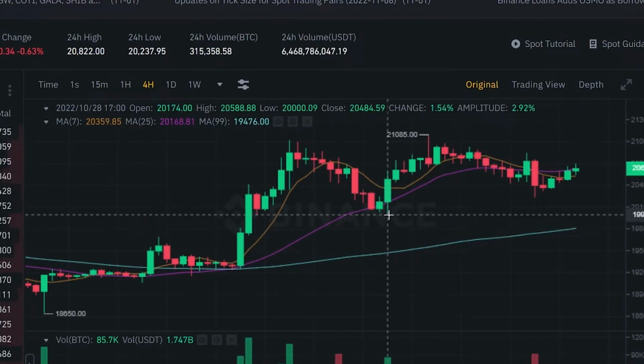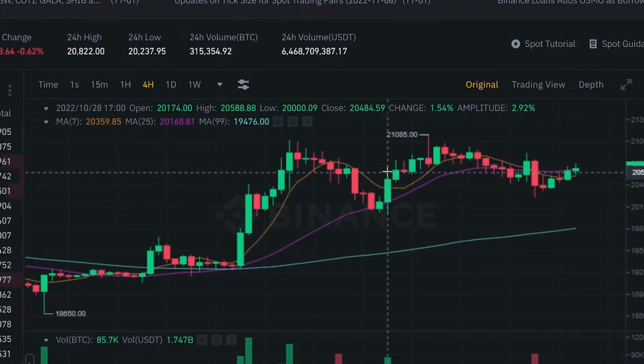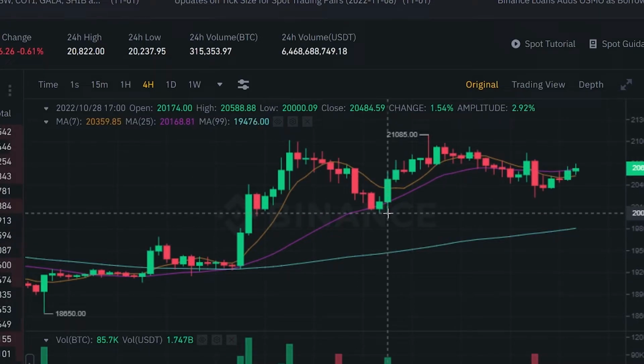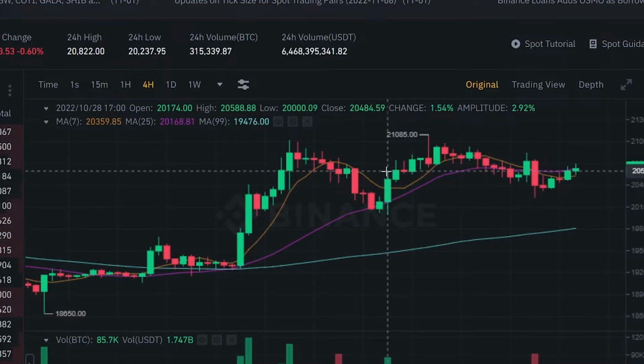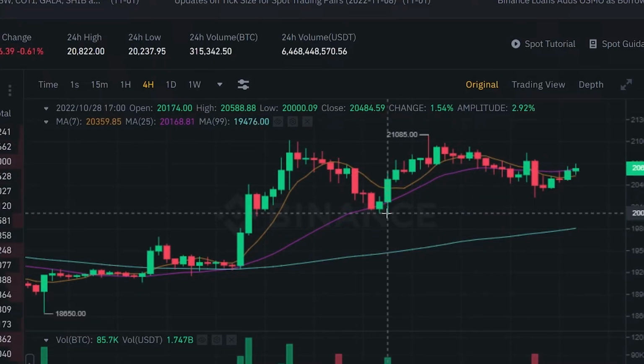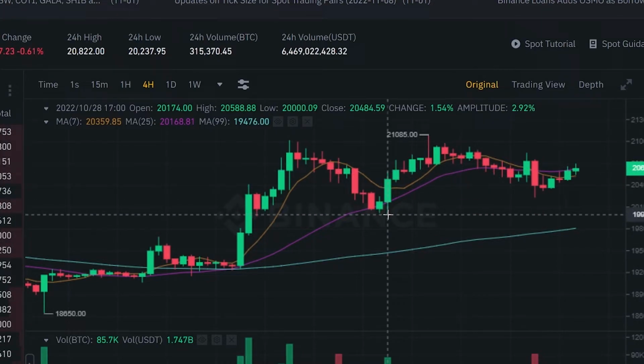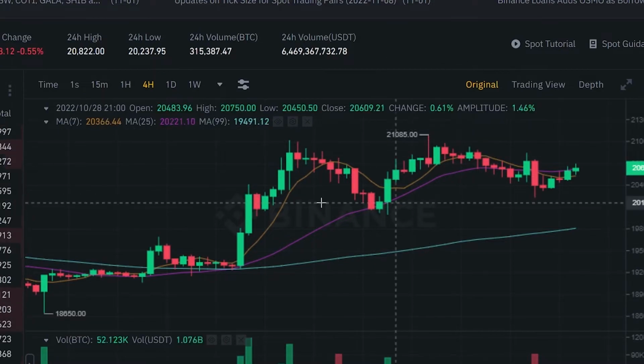And these little things that come out of the open and close are basically the highs and the lows of the day. This is the highest the asset traded to, and this is the lowest the asset traded to. So the highest it went to was 20,597, and the lowest it went to was $19,998. So this is basically how you can check out candle charts.